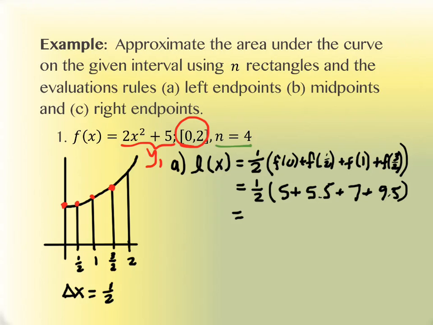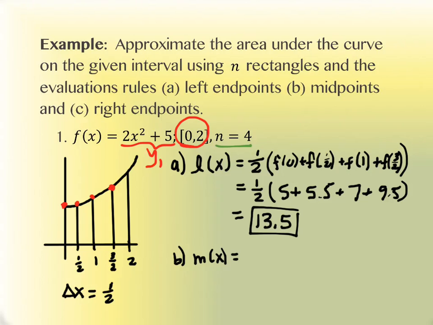So if you add these together and then multiply by 1/2, you get an approximation for the area of 13.5 using the left endpoints. And if you take a look briefly here, you can see that this is definitely going to be an underestimate, right? We've underestimated every single height for where the curve is actually hitting as we look from left to right. All right, let's take a look now at part B, which is the midpoint rectangles.